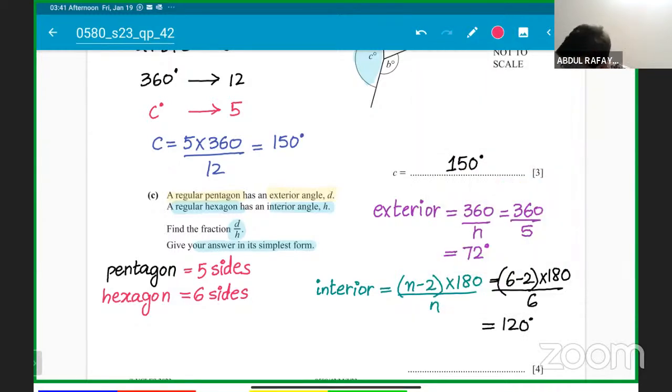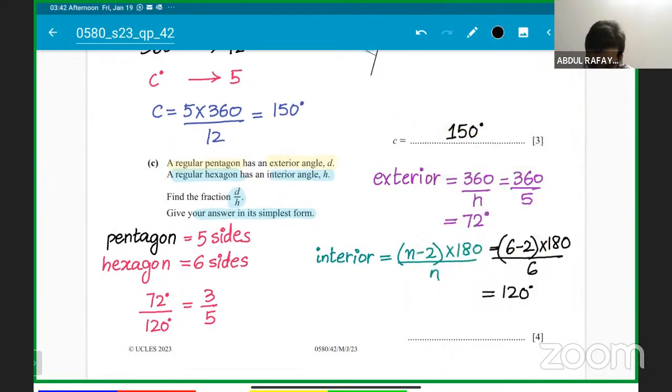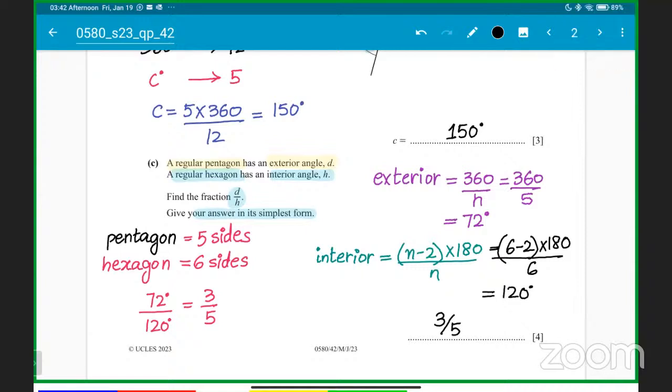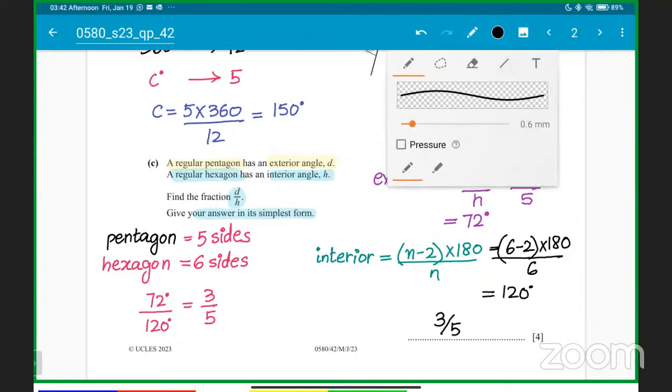And here we go, sir. The fraction will be 72 degrees over 120 degrees. You just simplify whatever your calculator gives. That's the answer. The simplified form is 3 over 5. Everyone understood? Getting this clear? So this is the answer for question number 1.